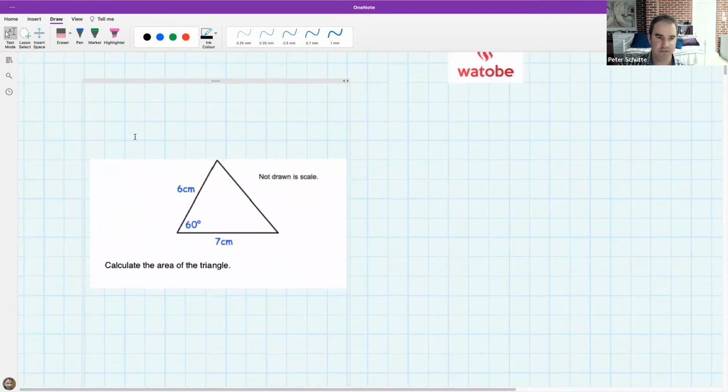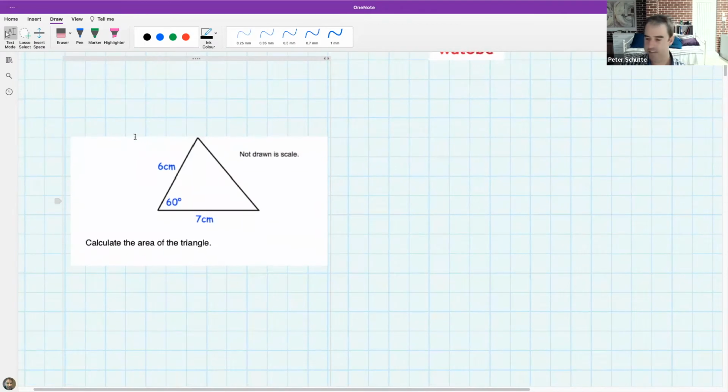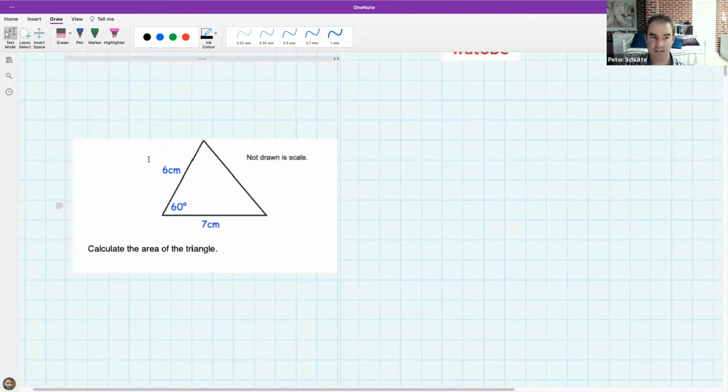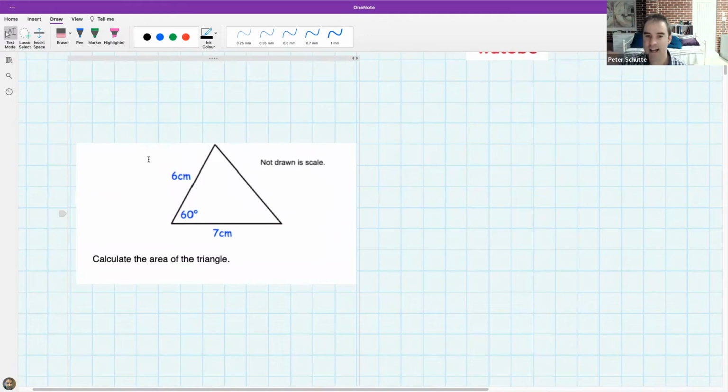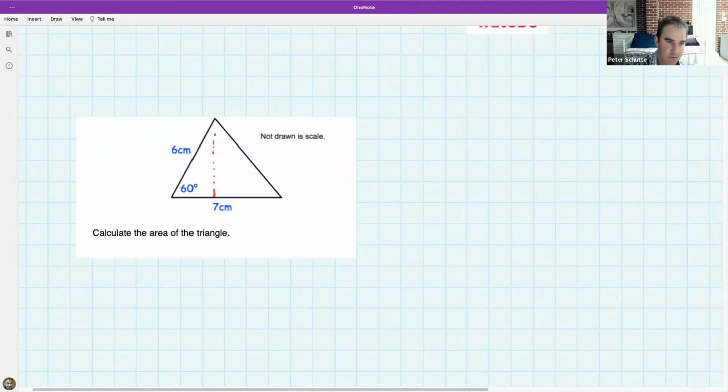I want you to find me the area of this triangle. Note that it is not a 90-degree triangle. At the moment, there is no height. If you were in grade 9 and grade 10, you would say to me, cool, I can find the area of this triangle if you tell me the height, because I will just go 1/2 times 7 times the height. However, there is no height. And so you're going to have to use a grade 11 tool to help you.